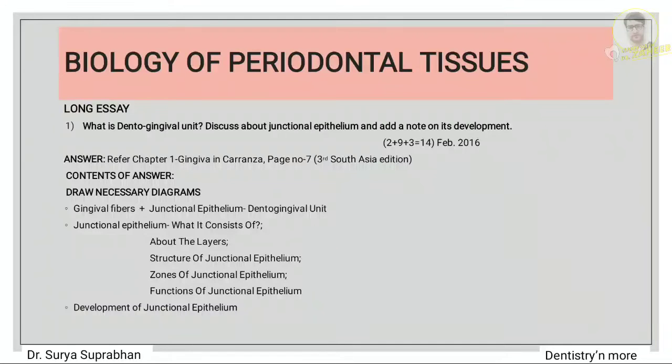It is very important. Now coming to the development of junctional epithelium, the answer for this question comes under the heading development of gingival sulcus, which is also given in chapter 1 gingiva. So in short I will just try to explain the development of junctional epithelium. It is nothing but the confluence of oral epithelium and reduced enamel epithelium during the tooth eruption.